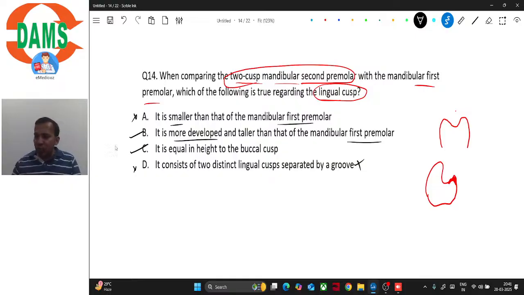So which of these two do you think is the correct answer? Which of these two options would you choose? Option B or C? B not C?